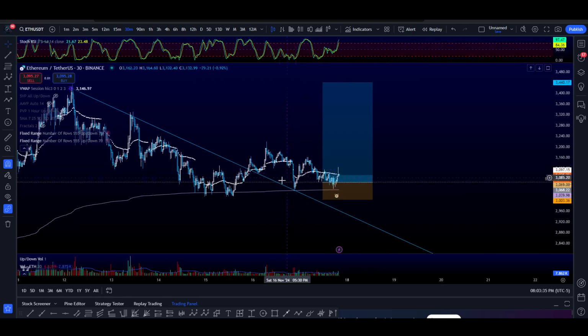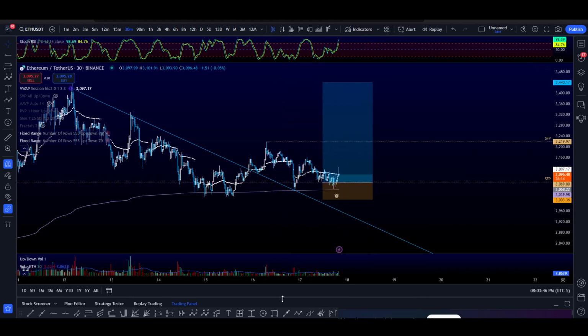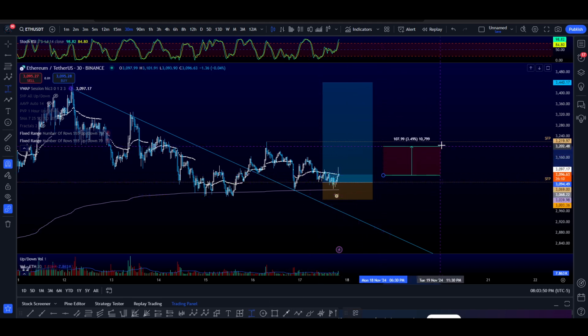Trend line has been broken. And obviously the next target would be this high, right? That would be the first target, that high, which is from current price 4%, which is pretty nice.